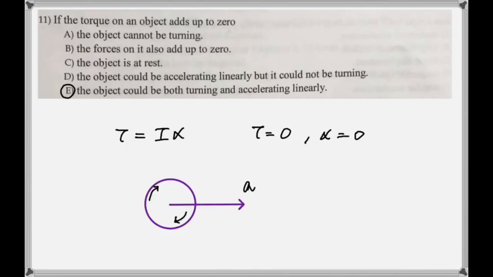And it could be accelerating, because if you look at a sphere rolling on a horizontal floor, you can see that the center could be accelerating. The center is accelerating, see? So which means the angular velocity is still constant, the center is accelerating. And so you could see that the object could be both turning and accelerating linearly.